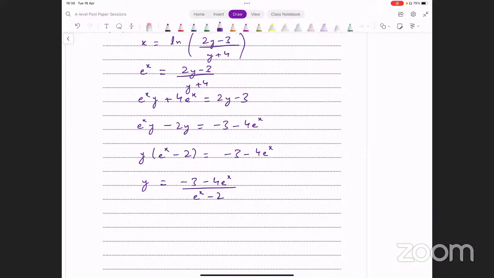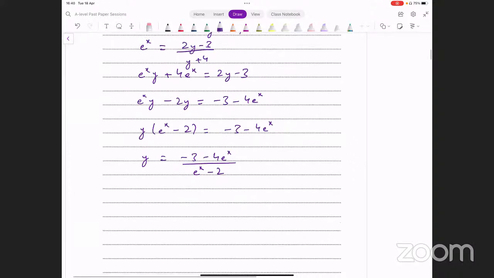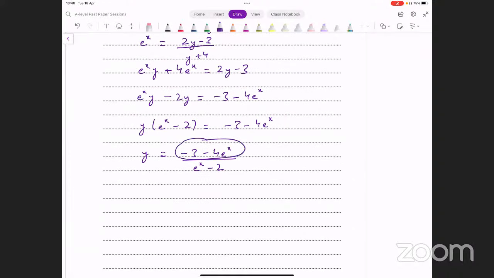And that is what you get when you make y the subject in this equation. It turns out to be y equals minus 3 minus 4 e raised to power x divided by e raised to power x minus 2. You can leave it as it is and it's perfectly okay. If you want, you can also take minus common from the numerator.